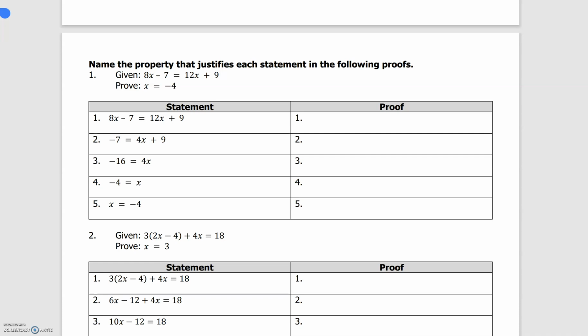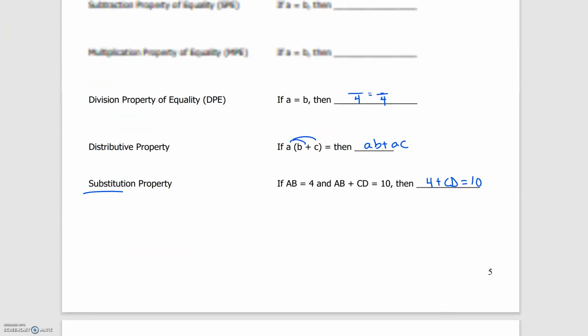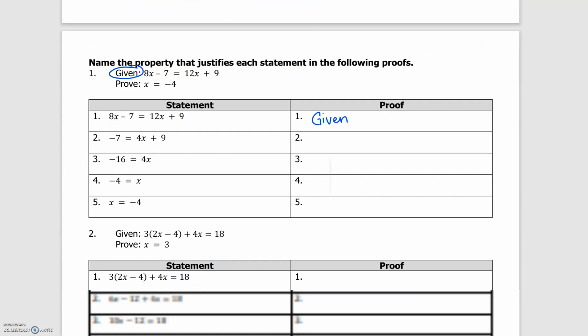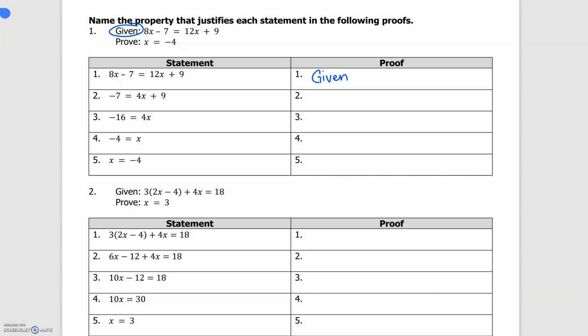The first step is always going to be the given. I would say not always, but most of the time, 98% of the time, it's going to be given. Now, prove is not a reason. These are our reasons up here that we just talked about. So those are the things we're going to put on the lines. Prove does not describe anything. That's our goal, is to prove that x equals -4 by going through the steps.